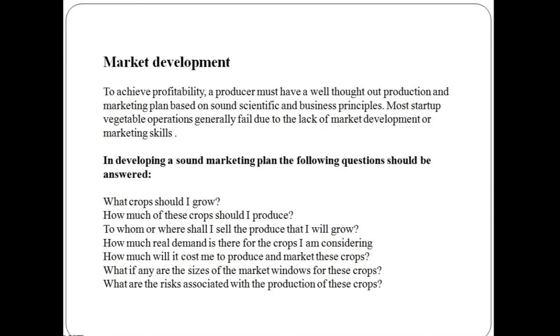In developing a sound marketing plan, the following questions should be answered. That is, what crops should I grow? How much of these crops should I produce? To whom or where shall I sell the produce that I will grow? How much real demand is there for the crops I am considering? How much will it cost me to produce and market these crops? What, if any, is the size of the market window for these crops? What are the risks associated with the production of these crops?